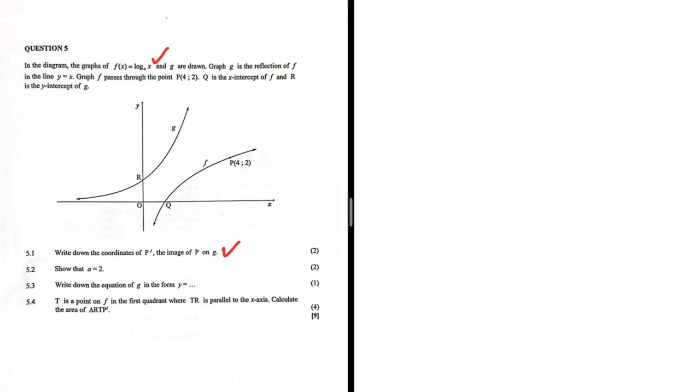Graph g is the reflection of f in the line y equals x. We need to make sense of that. So f of x is equal to log of x base a, and g is a reflection of f in the line y equals x. So for g, we have x being equal to log of y base a. So g is the inverse of f. We need to deduce that first before we can answer the other questions.